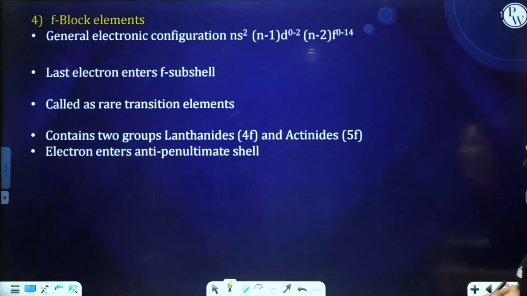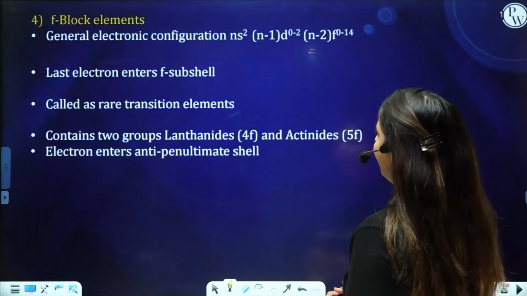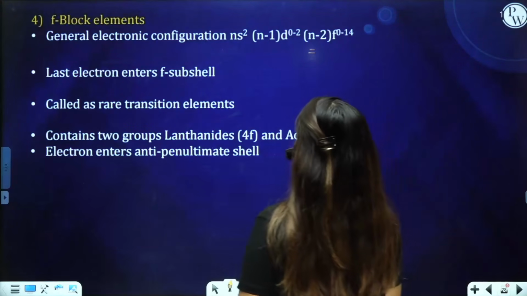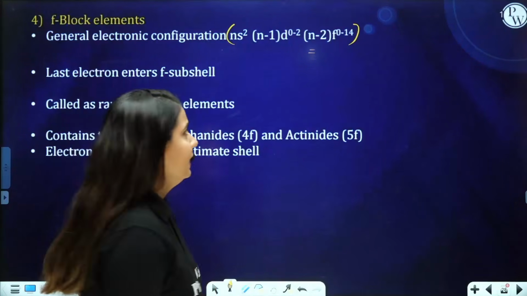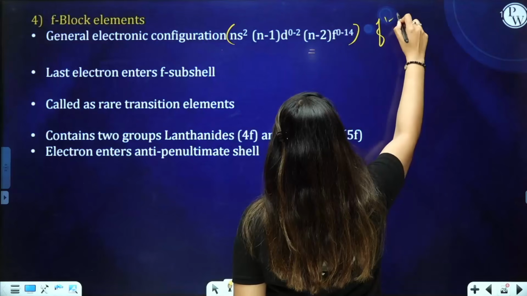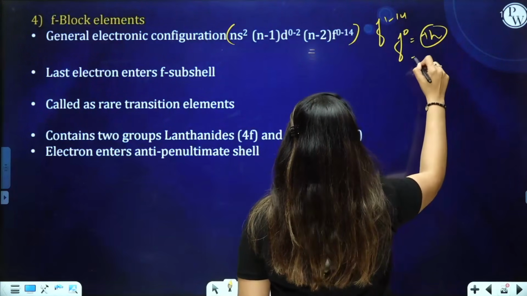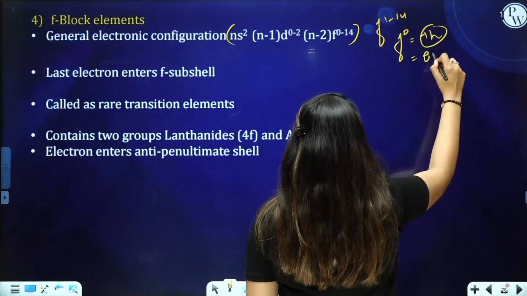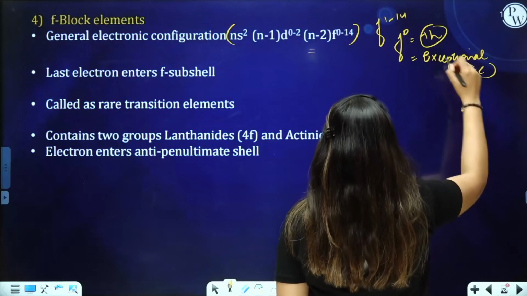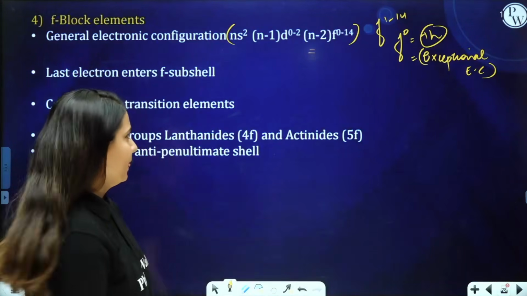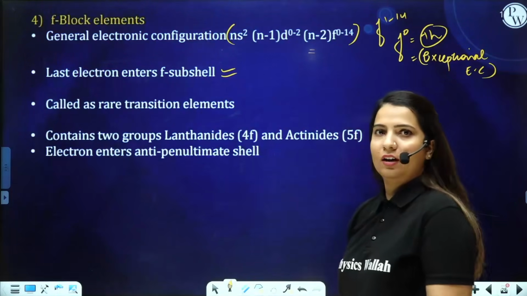Okay. First of all, the general electronic configuration: ns2 (n-1)d 0 to 2, (n-2)f 0 to 14. This is the general electronic configuration of all the f block elements. See, we can have f1 to 14 as the correct one, but when we have f0, that is for thorium, so we have an exceptional electronic configuration. Okay, perfect. The last electron enters the f subshell. Very true, because that's why it is called the f block element.